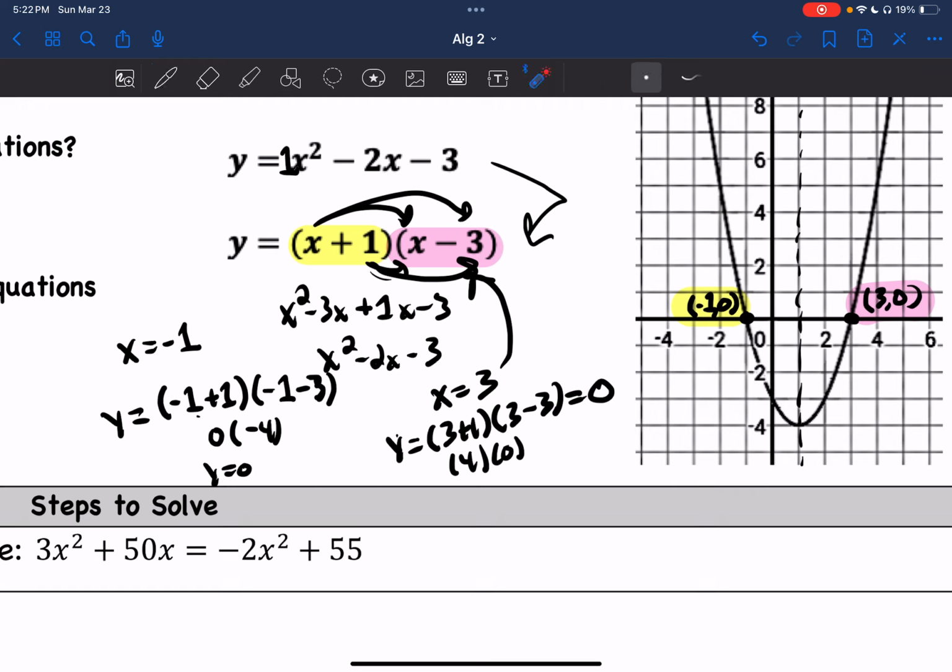So what we can see here is the zeros of the function are going to occur when any one of our factors is equal to 0. We can take this standard form, convert it into a set of things being multiplied together, and whenever even one of those is equal to 0, the function will have a zero.